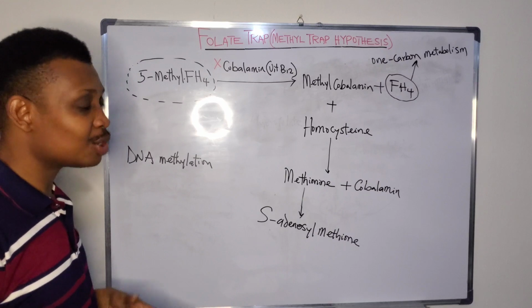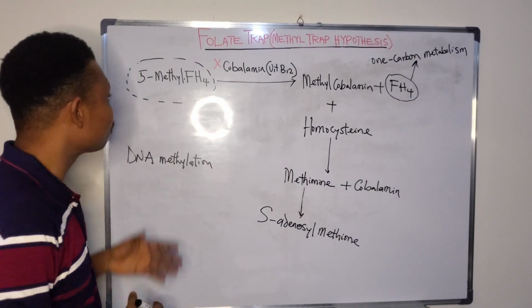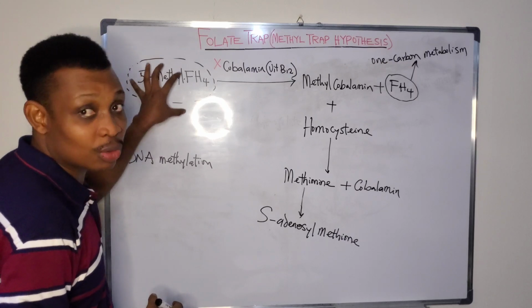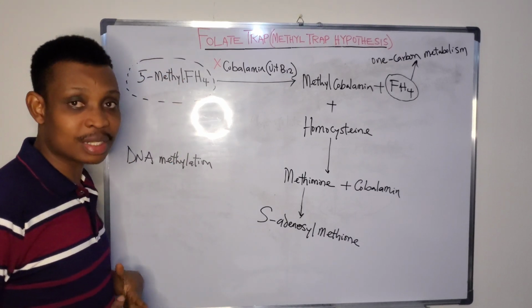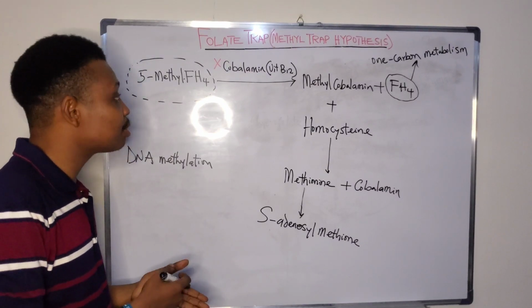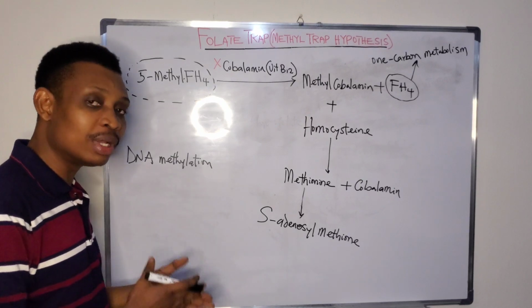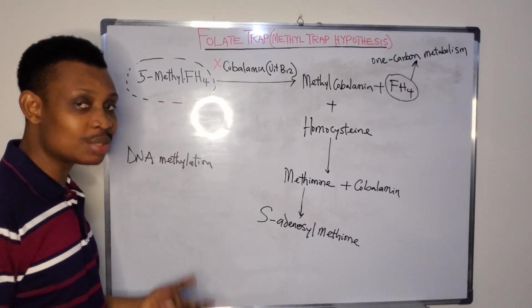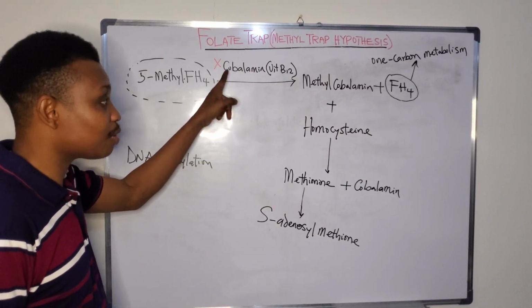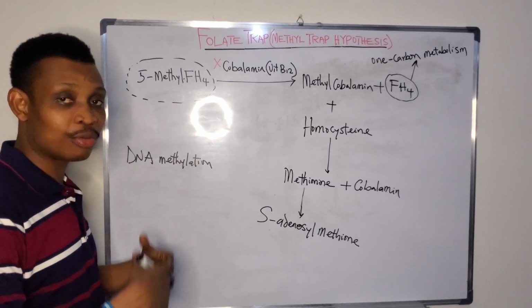Now, when the biologically active form of folate is trapped, like I stated earlier, this compound will be in the circulation, but it cannot function. So when folate in the circulation cannot function, it will result in what? Folate deficiency. So the absence or deficiency of cobalamin will result in deficiency of folate.